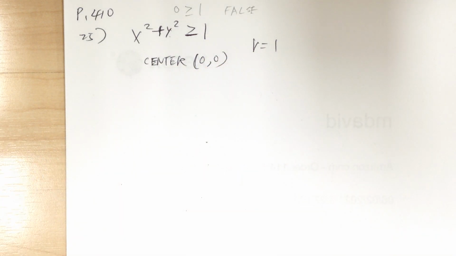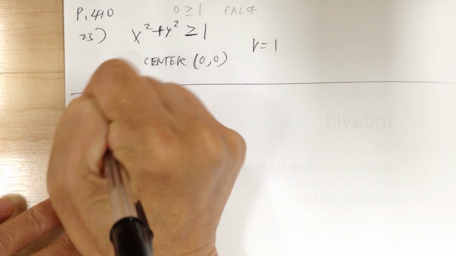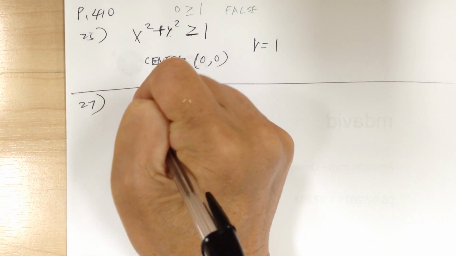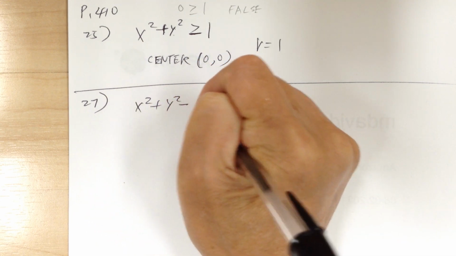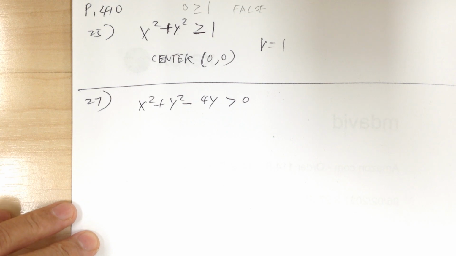Okay, let's go to number 26. Number 27. You got x squared plus y squared minus 4y greater than 0. So first you need to complete the square.